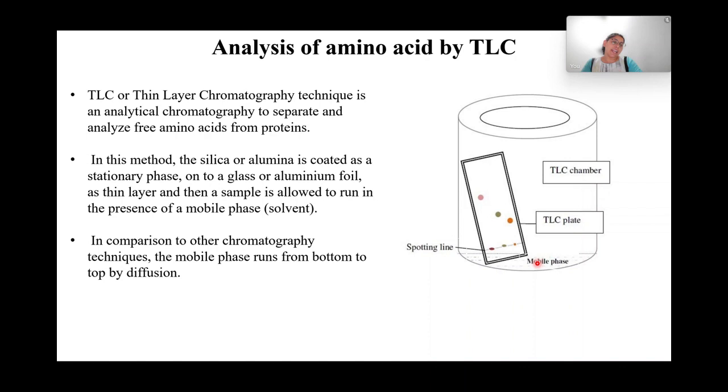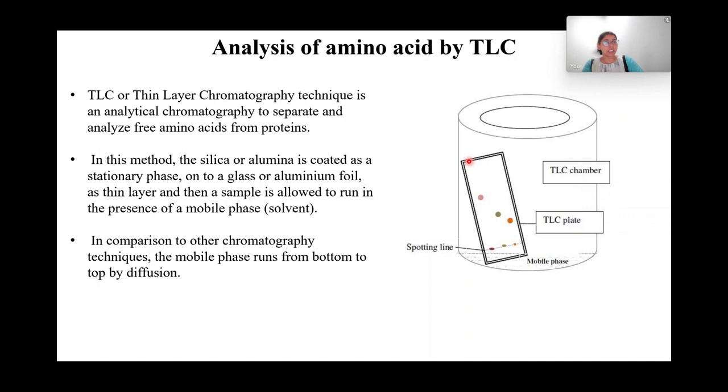So in this method, you have silica or alumina which is coated on the stationary phase. Stationary phase means something which will not move. So this will be a plate on which you will have a silica or alumina coating. And the plate could be of glass or aluminium foil or anything. But you have to make it a very thin layer, because if it is very thick, the solvent will not be able to move very swiftly. So you make it a very thin layer, and then you allow your sample to run on this in the presence of the mobile phase, because by itself on the stationary phase your sample will not move.